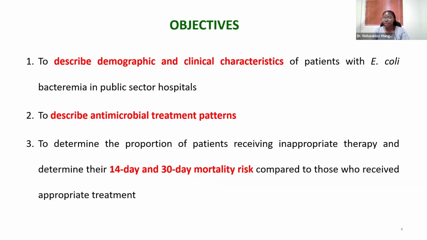Objective 1 is to describe demographic and clinical characteristics of patients with E. coli bacteremia. Objective 2, to describe antimicrobial treatment patterns. And objective 3 is to determine the proportion of patients receiving inappropriate therapy and determine their 14-day and 30-day mortality risk compared to those who receive appropriate therapy.